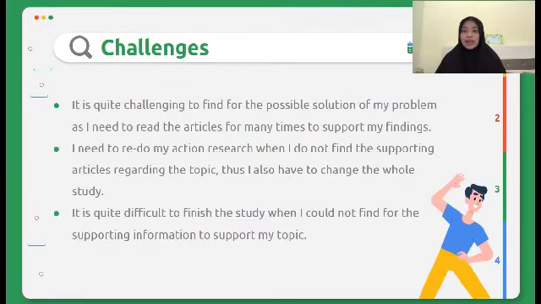The challenges that I encountered to finish my action research is it is quite difficult to find the possible solution to my problem, as I need to read the articles many times to support my findings, and I need to redo my action research when I do not find the supporting articles regarding the topic. Thus, I have to change the whole study, and it is quite difficult to finish the study when I could not find the supporting information to support my topic.